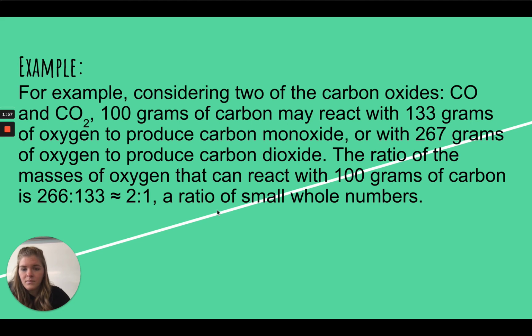Basically, if we add more carbon, more O2 is going to react with it, so they're always going to react in the same amounts. Even if we have different amounts of elements or different amounts of one element versus the other, they're only going to react as much as they possibly can, which can always be reduced to a small whole number.